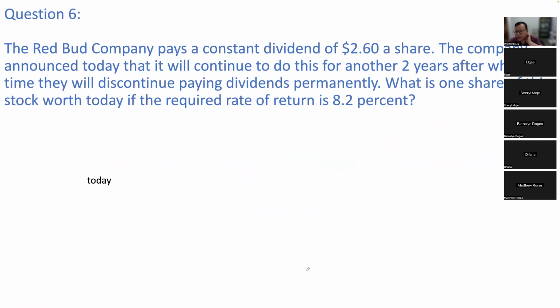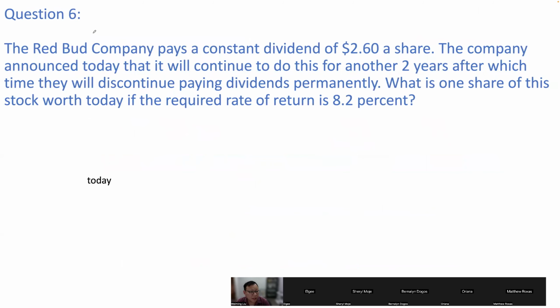Okay, so question 6. This company pays a constant dividend, 2.6 per share. The company announced that today it will continue to do this for another 2 years, after which time they will discontinue paying the dividend permanently. What is 1 share of this stock worth today if the required rate is 8.2%?